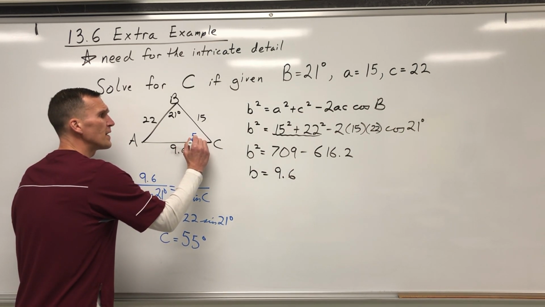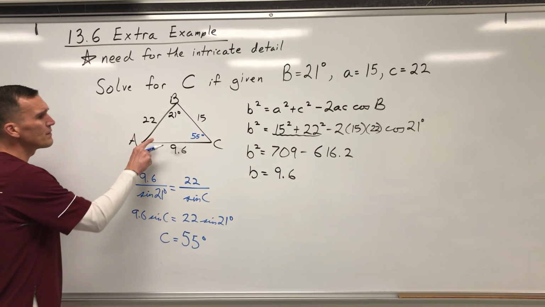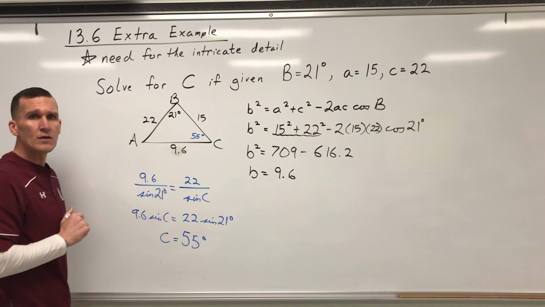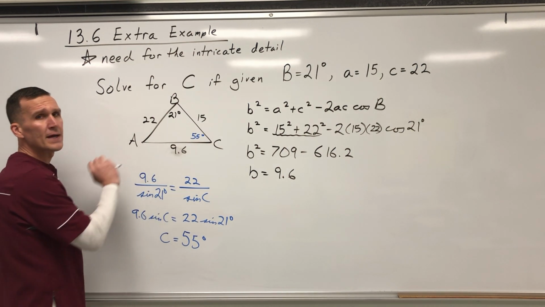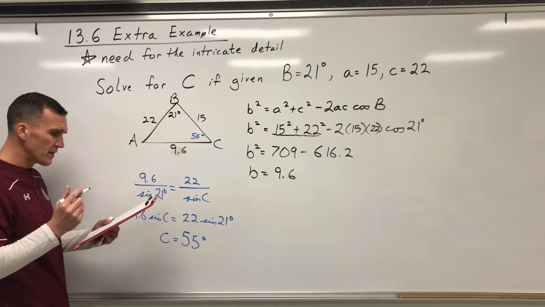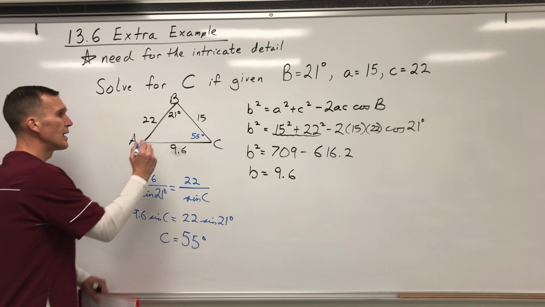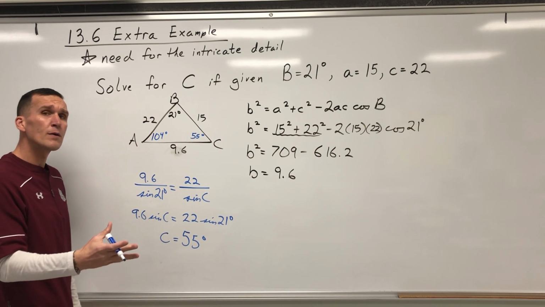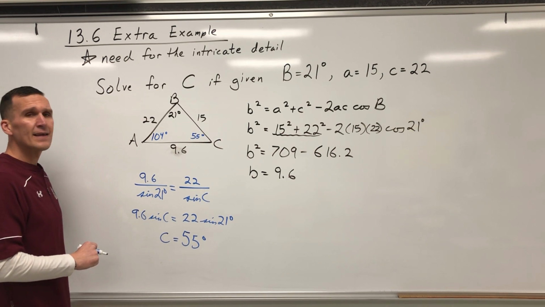So if I put 55 degrees right there, it would be very easy to solve for A. The interior angles of a triangle equal 180. So if I go 180 minus 21 minus 55, I would get A to be 104 degrees. And now there should be a red alarm going off, realizing that can't be true.